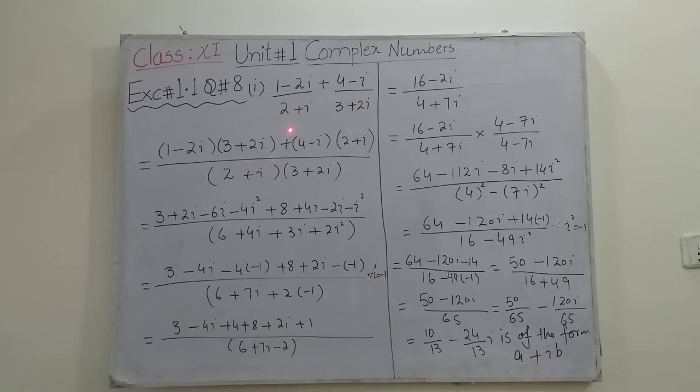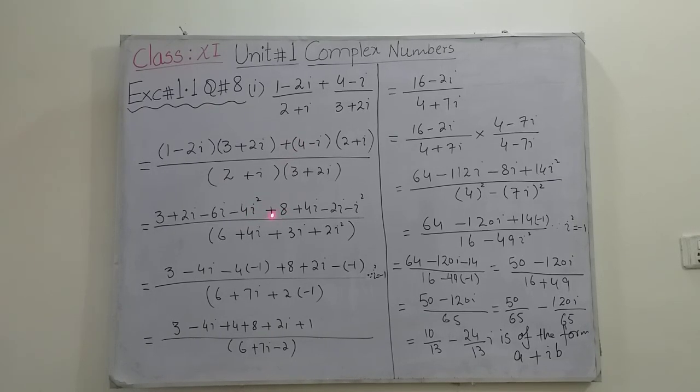Taking LCM, LCM is (2 plus iota) into (3 plus 2 iota). Multiplying 1 minus 2 iota with 3 plus 2 iota, and 4 minus iota with 2 plus iota. First multiplying 1 with 3 plus 2 iota, we have 3 plus 2 iota. Then multiplying minus 2 iota with 3 plus 2 iota, we have minus 6 iota minus 4 iota square. Next, plus multiplying 4 with 2 plus iota, we have 8 plus 4 iota. Multiplying minus iota with 2 plus iota, we have minus 2 iota minus iota square.